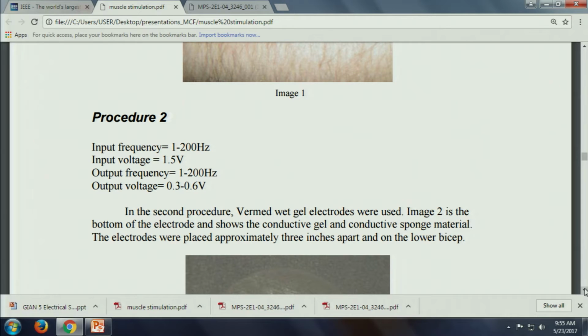Image 2 is the bottom of the electrode and shows the conductive gel. Though it has the conductive gel and all, normally we wipe with alcohol swabs and then you apply KY jelly, then you put the electrode, then you connect it. You use an alligator or crocodile clip and then you take it there.